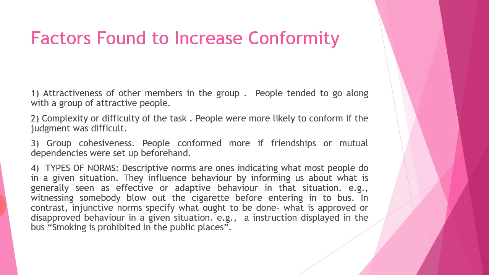Next come the types of norms. There are basically two types of norms, descriptive norms and injunctive norms. Descriptive norms indicate what most people do in a given situation, like when we witness somebody put out a cigarette before entering a bus. It is called a descriptive norm, which we obey. Injunctive norms specifically say what ought to be done, which is approved or disapproved behavior in a given situation. For example, if it is written that smoking is prohibited in public places and we conform to that instruction.